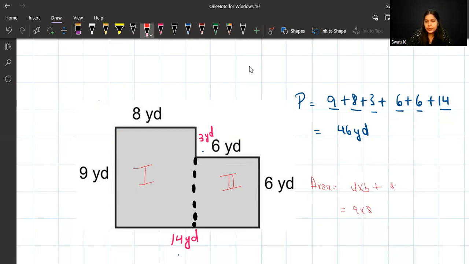So side into side. By just writing this side into side, I want to tell you that this is a square. And by writing length into breadth, the first part is a rectangle. So this is 6 times 6, 9 times 8 is 72, and 6 times 6 is 36. So the answer is 108 square yard. So this was the answer for the area and perimeter. Let's get started with the next one. Let's move to the next question.